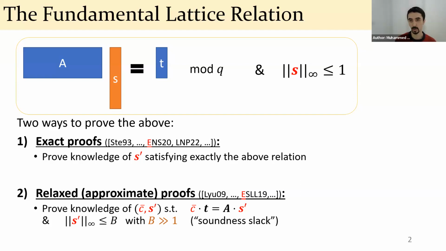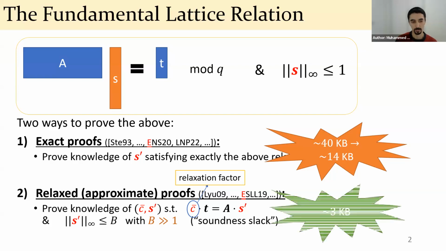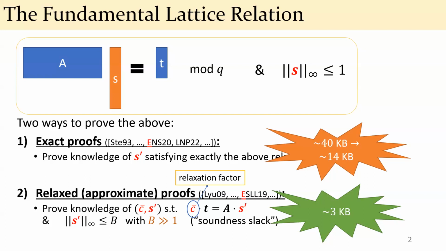Additionally, S prime is not bounded by 1 in its coefficients, but by some value B, where B is much bigger than 1. We often call this the soundness slack. And this C bar value is often called the relaxation factor. You might naturally ask why we even want to prove this second, relaxed relation. This is due to the fact that exact proofs are significantly less efficient than relaxed proofs. When we did this work, they were about 40 kilobytes, but in some concurrent work, the efficiency was improved to something like 14 kilobytes. Of course, these numbers depend on the relation you are proving and the length of the S vector, but these are rough values. Whereas relaxed proofs can be done with a few kilobytes of proof size.